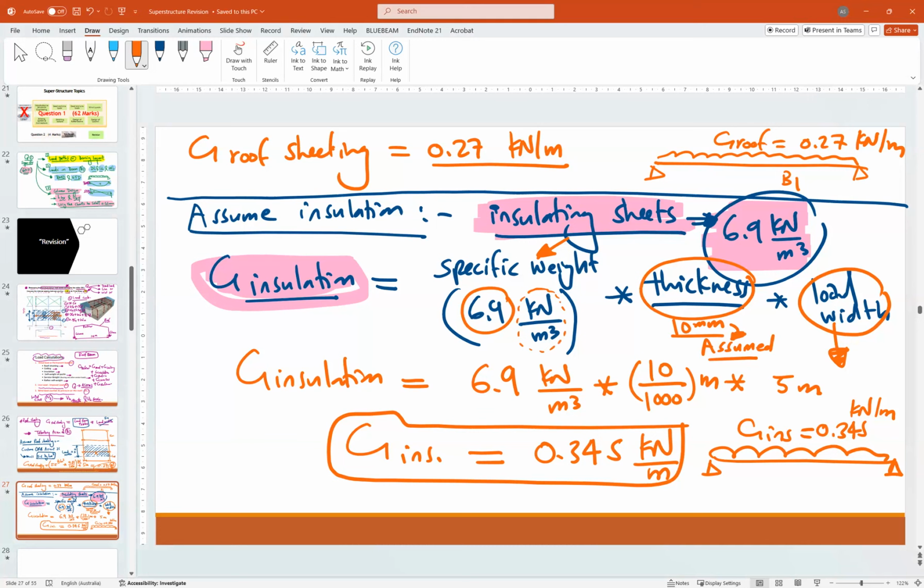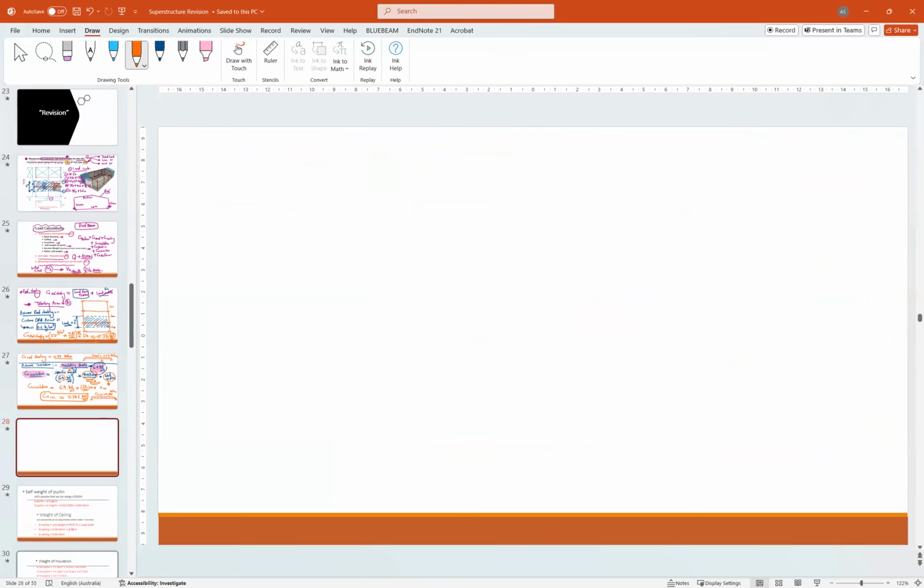10 millimeter or 20 millimeter. A reasonable assumption for the thickness is 10 millimeter or 20 millimeter. Okay? So this is for the insulation.